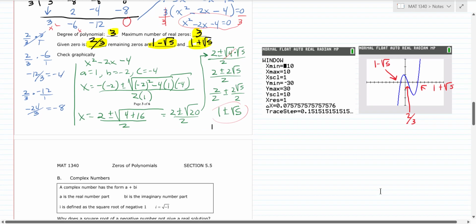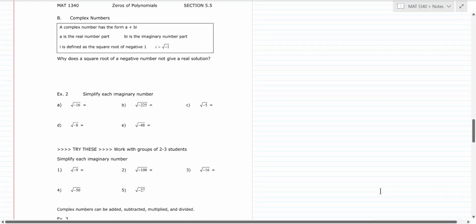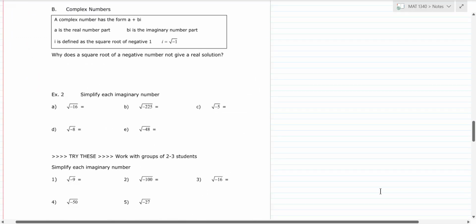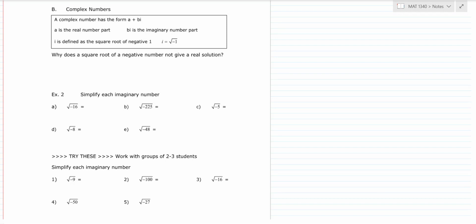Okay, so I'm going to move on to the next topic, which is complex numbers. We haven't talked about complex numbers. In college algebra, our discussion on this is going to be pretty limited to how it relates to complex zeros. So what a complex number is, it's a number that can be written in the form a plus bi. There's two parts of it. There's a real part, a real number part, and i is an imaginary part. So i is defined to be the square root of -1.